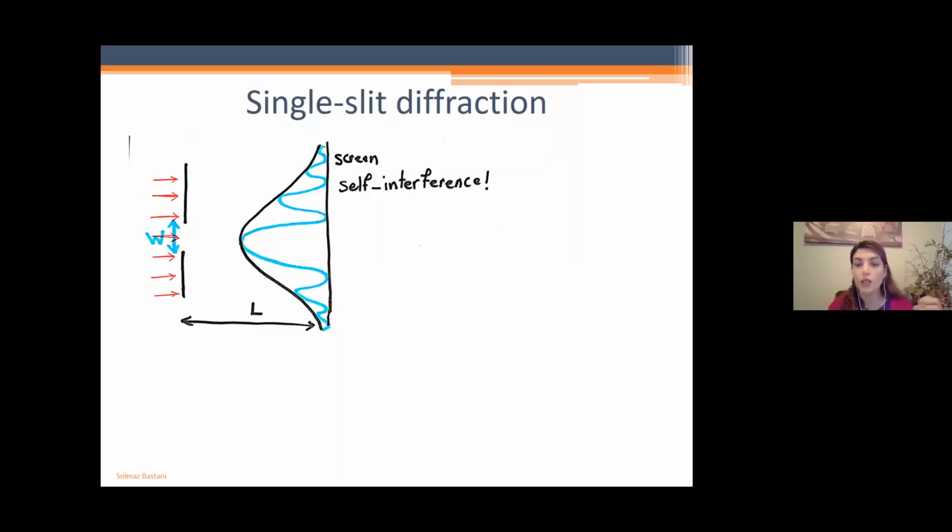All right, so there is a joke that we do in physics classes, and we say that single slit diffraction is like getting surprised by a text you just sent yourself, right? So this is self-interference.